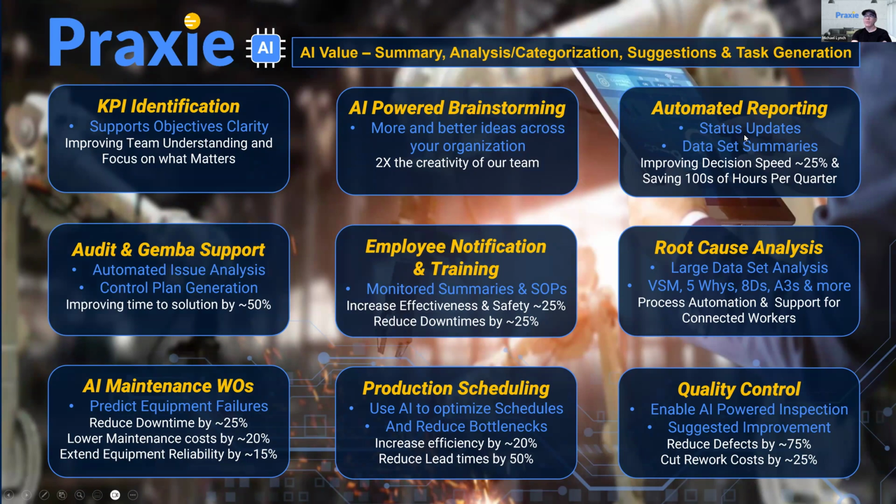It can do automated reporting on status and data set summaries, audits and Gemba walk support, employee notification and training, root cause analysis, AI maintenance work orders that can track, and this is not even predictive maintenance, but using AI to identify failure types and address them. Production scheduling, optimization, quality control, and this FMEA is in that sort of bucket, but there are a lot of areas in quality control we can add.